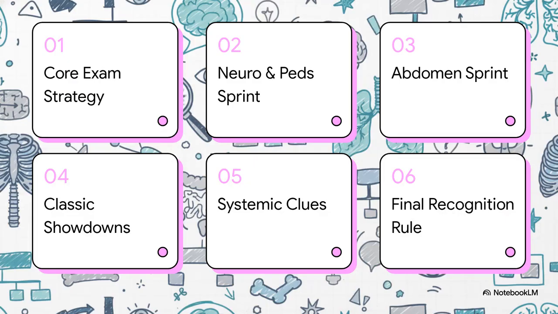Okay, so here's our game plan. First, we're going to lay down the core strategy. Then we'll blast through some high-yield sprints in neuro, peds, and the abdomen. After that, we'll tackle those classic exam showdowns, the this versus that questions. Then we'll connect the dots with systemic clues and syndromes, and we'll wrap it all up with the one final rule that makes everything click. Sound good? Let's do it.